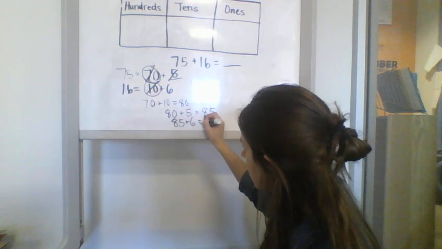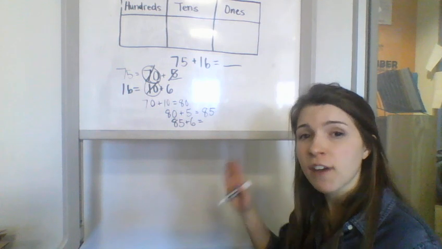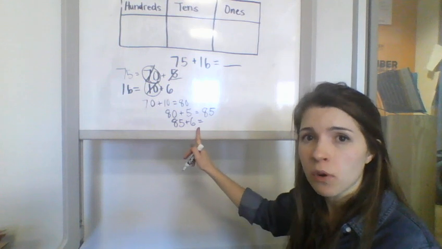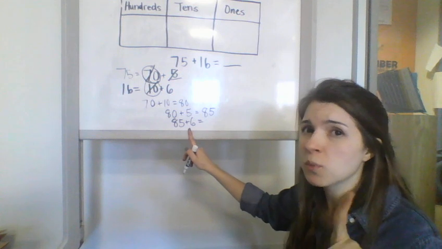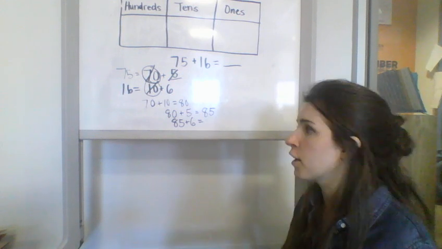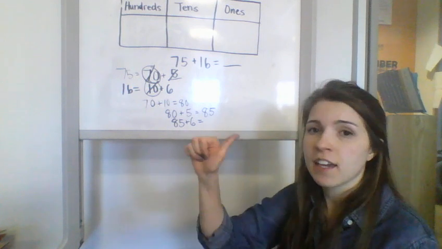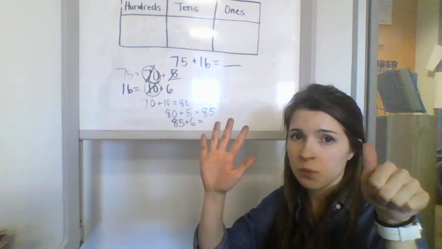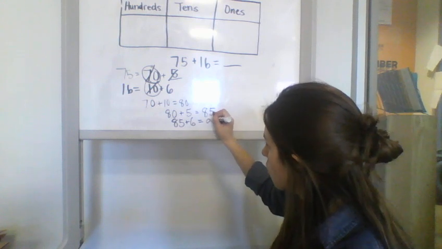plus 6 equals, I can use my fingers, or I know that 85 plus 5 would be 90. But I'm trying to add 6. 6 is one more. So 85 plus 5 would be 90, but plus that extra one would equal 91. Or you can just count on using your fingers. So 85, and I'm going to add 6 more. So 85, 86, 87, 88, 89, 90, 91. So I added 6, and the last number I said is our total.